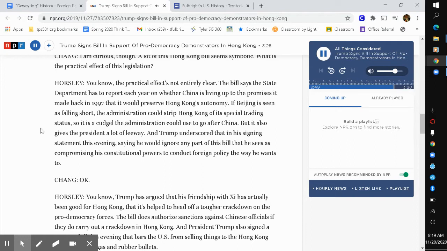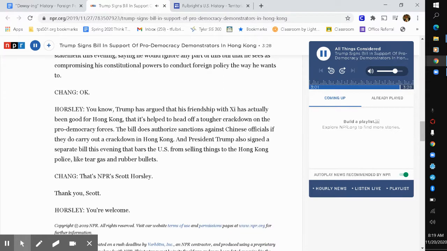But it also gives the president a lot of leeway, and Trump underscored that in his signing statement this evening, saying he would ignore any part of this bill that he sees as compromising his constitutional powers to conduct foreign policy the way he wants to. Trump has argued that his friendship with Xi has actually been good for Hong Kong, that it has helped to head off a tougher crackdown on the pro-democracy forces. The bill does authorize sanctions against Chinese officials if they do carry out a crackdown in Hong Kong. And President Trump also signed a separate bill this evening that bars the U.S. from selling things to the Hong Kong police like tear gas and rubber bullets.